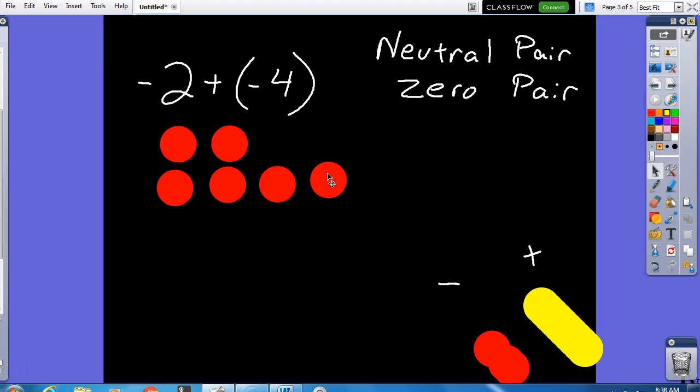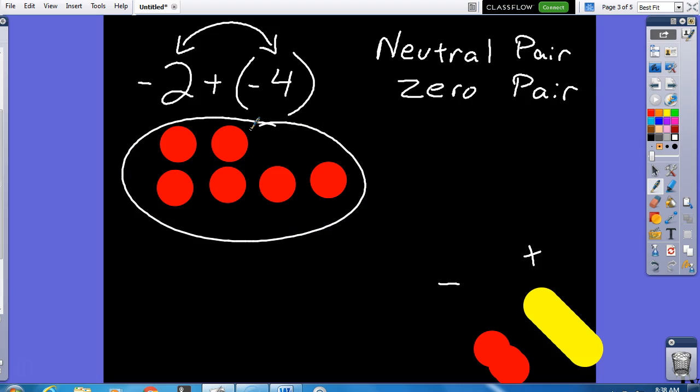The most common mistake that my guys make in class is they want to start trying to cancel out zero pairs. But when you have a negative and a negative, they do not cancel each other out. Anytime you're adding things with the same sign, when they're both negative, like in this example, you just keep them all. You add them together, and you keep that negative sign. I've got 1, 2, 1, 2, 3, 4, 5, 6 negatives. And that is my answer on this one, negative 6.